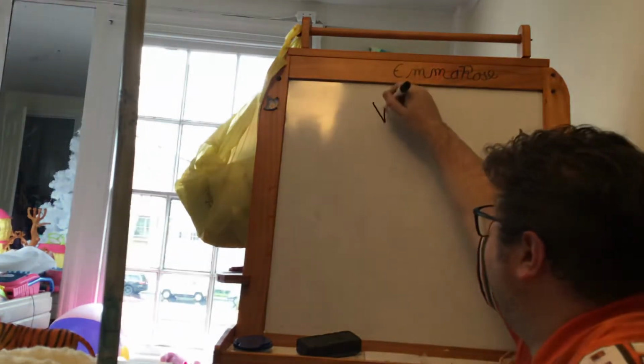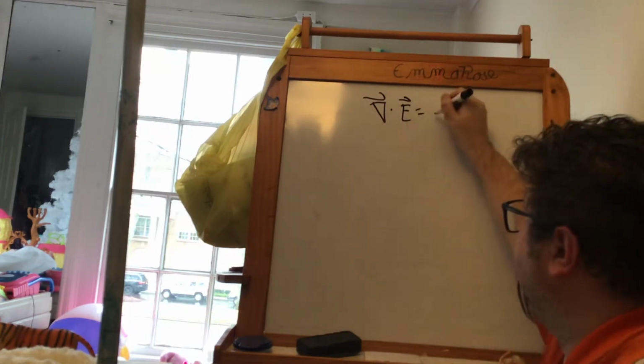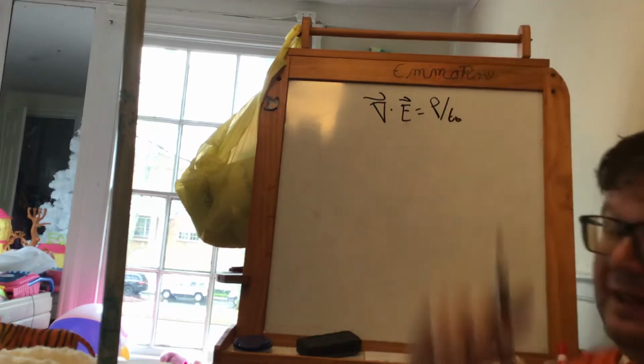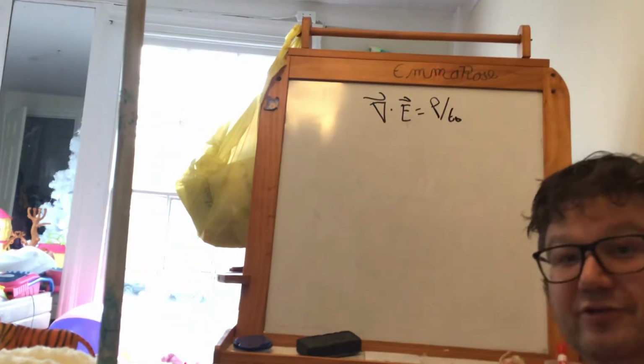Hi, this is Matt, and I'm coming to you to talk to you about the electric potential. Okay, so let's start by thinking. We already know that the divergence of E is equal to rho over epsilon naught. That is the differential form of Gauss's law.